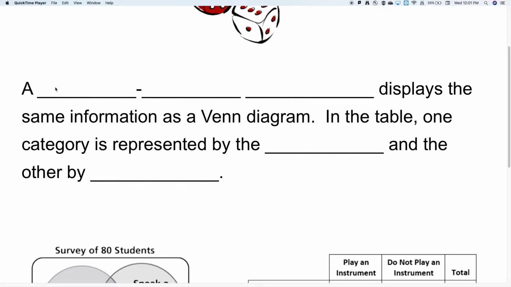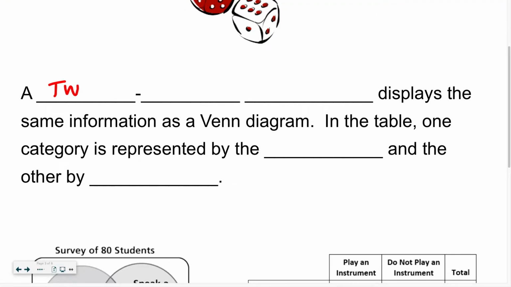Okay, so a two-way table displays the same information as a Venn diagram. Ooh, don't you love a Venn diagram? And now our Venn diagrams, these would be mathematical Venn diagrams where we would put in numbers, like we would count things. I know sometimes in English you might just have statements about stuff.